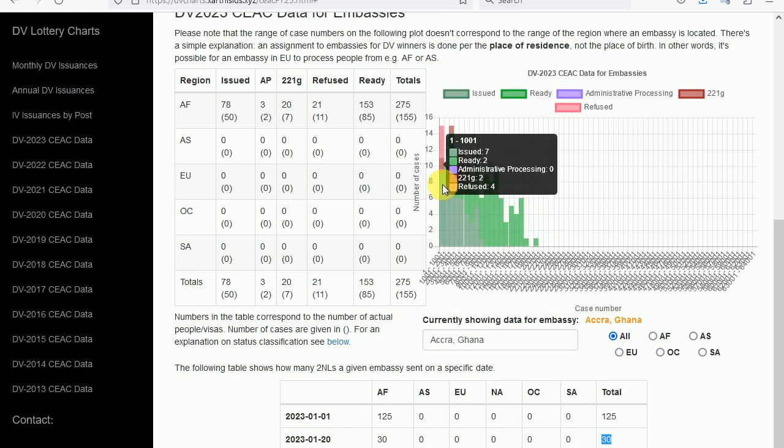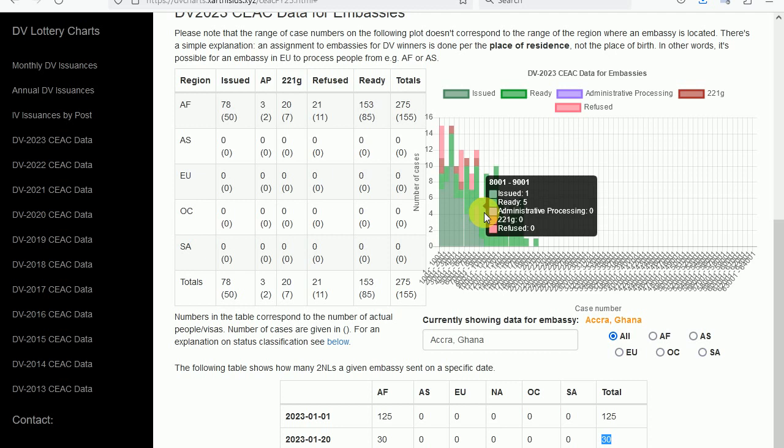Even as at case number 1000, we still have two people ready. So that means that as they move forward, they pick and choose, they come back, pick and choose. So kindly take your time and be patient and allow them to do their work. Surely everyone will be handled very well.